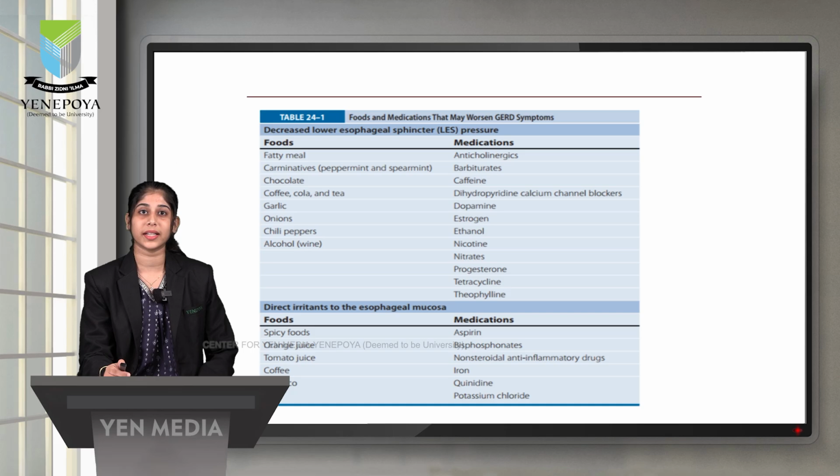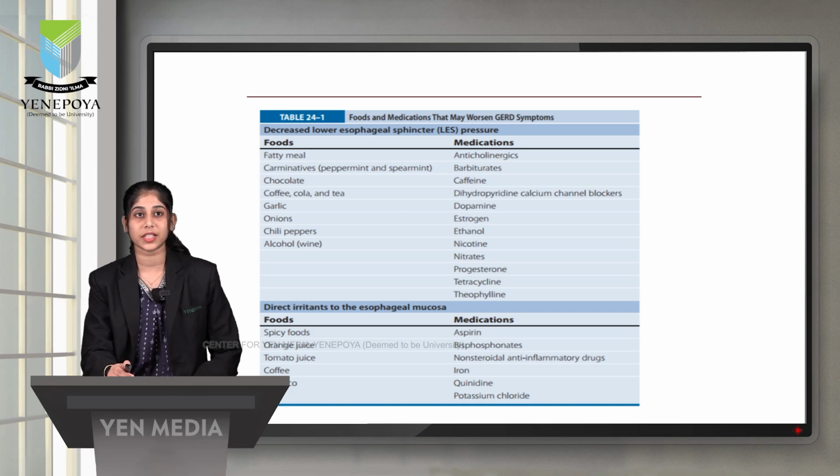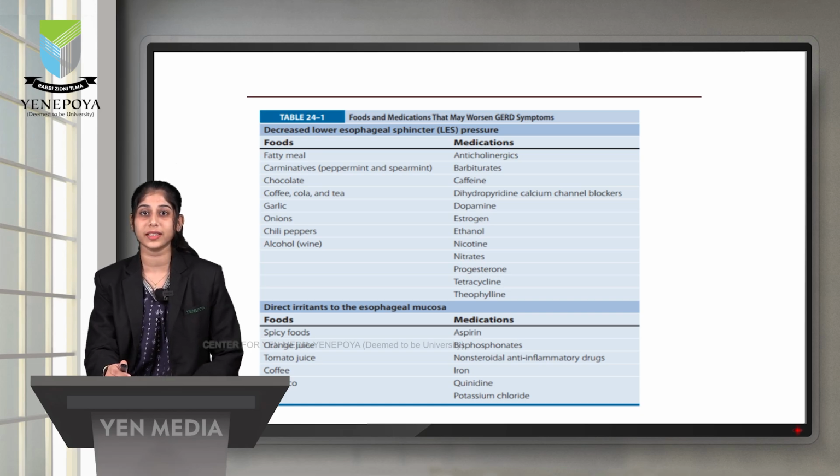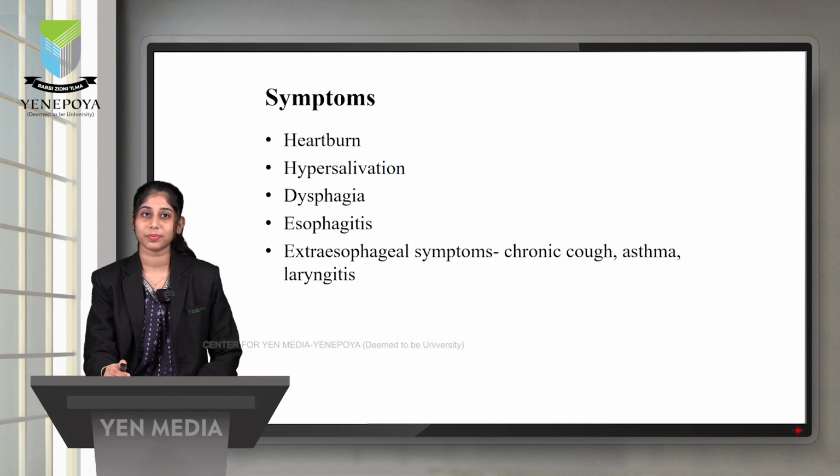Next we have food and medication that might worsen the condition of GERD. Food such as fatty meals, and the medication anticholinergic. Next we have carminative, that is barbiturates, for example phenobarbital. Chocolate has caffeine content. For coffee, cola and tea we have dihydropyridine calcium channel blockers. For garlic we have dopamine. For onions we have estrogen. For chili peppers we have ethanol.